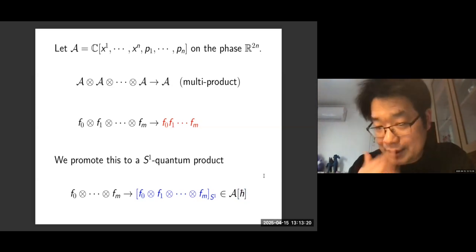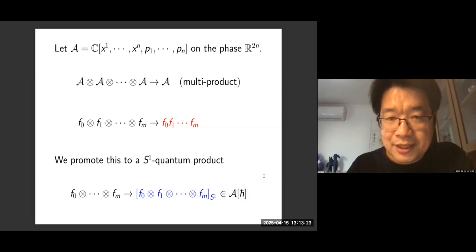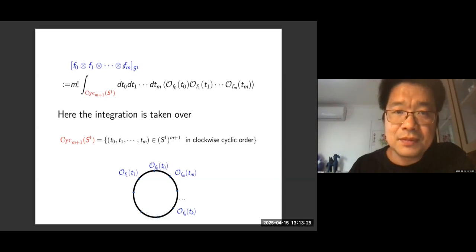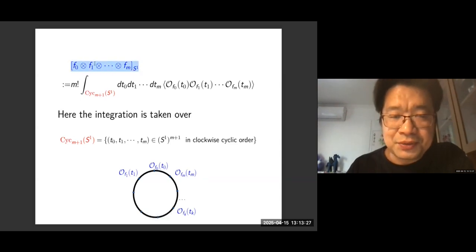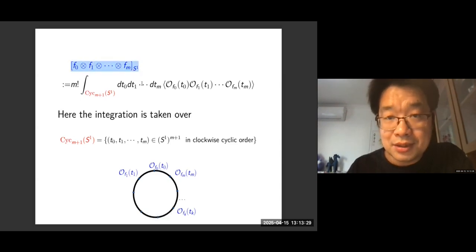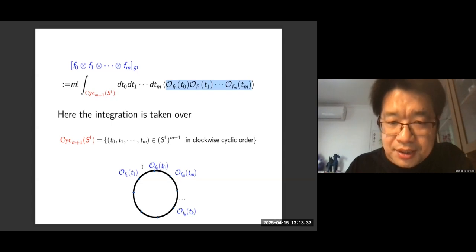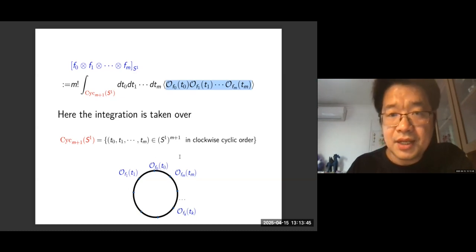So how this works, and here's the definition. This is my definition for this S1 quantum product. Basically, the idea is the following. I plot these functions f0, f1, etc. on the circle at different points in cyclic order, so it means t0, t1, etc. In this way, it's like a clockwise cyclic order.